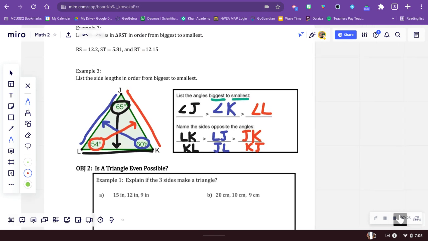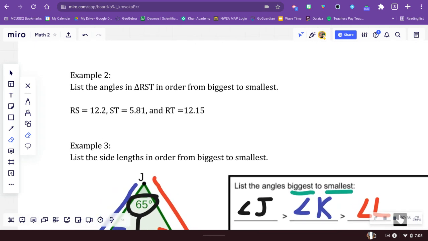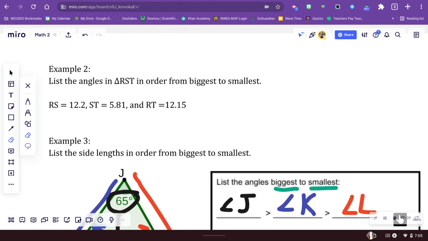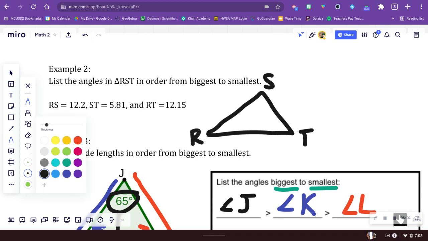Okay, going back up, I skipped over example number 2 here. It says list the angles in triangle RST in order from biggest to smallest. So they gave us a list here of the side lengths. My recommendation would be to draw a picture. I like to be able to visualize it and see it. So I'm just going to draw some random triangle. I don't know if it's acute or obtuse, but just being able to sketch it will help me. So I'm going to label my triangle RST in any order.